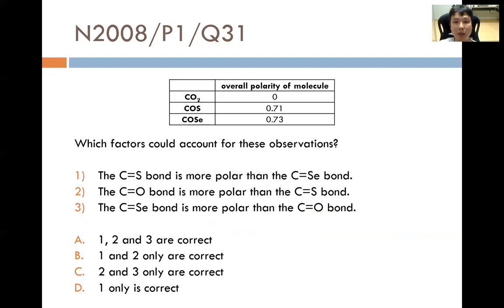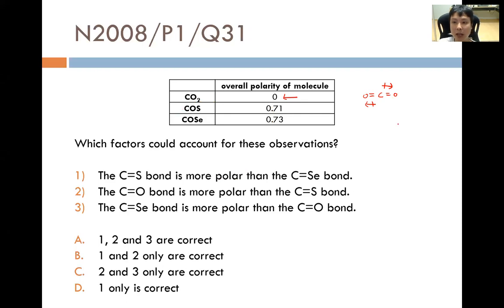So for the overall polarity of the molecule CO2, you need to figure out the shape first. So it's like this. Look at this molecule. There are polar bonds because oxygen is more electronegative than carbon, so you will draw one in this direction. However, when you add these two vectors up, you get a zero bond vector. And that's the reason why the overall polarity of carbon dioxide is zero.